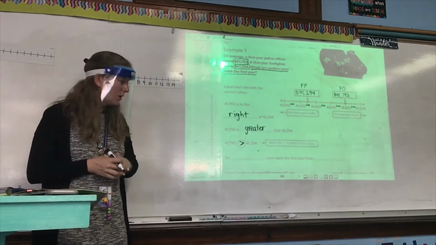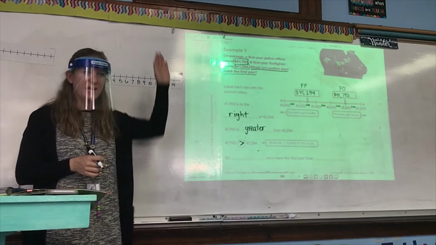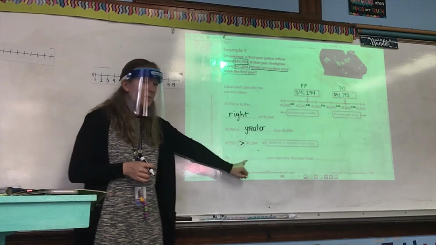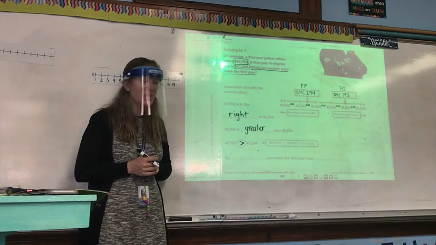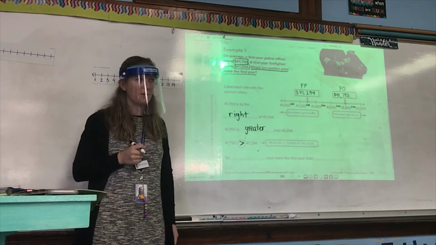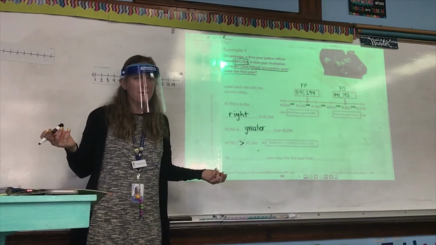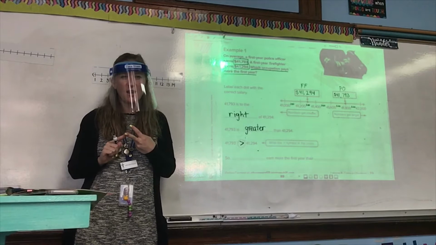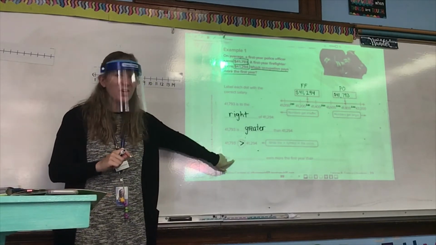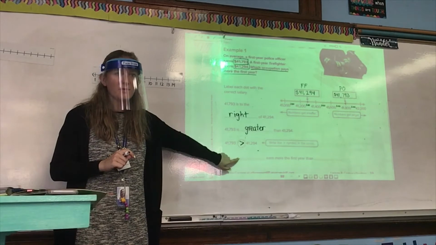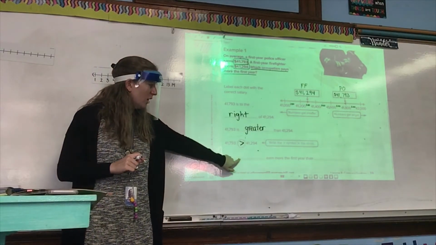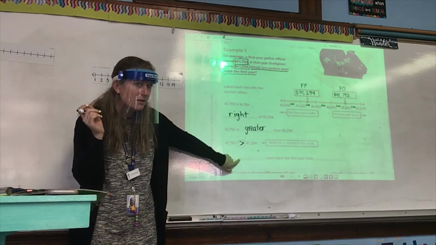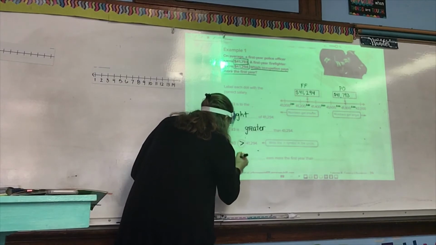So, blank earns more the first year than blank. What goes in this first blank? Zari, are we writing numbers on this line? No, because can a number earn more than another number? Can a number earn money? No. Who earns money? Numbers or people, Zari? People. So we're not putting the salary here. We're putting the name of the job. So who earns more? Zari? Police officers.